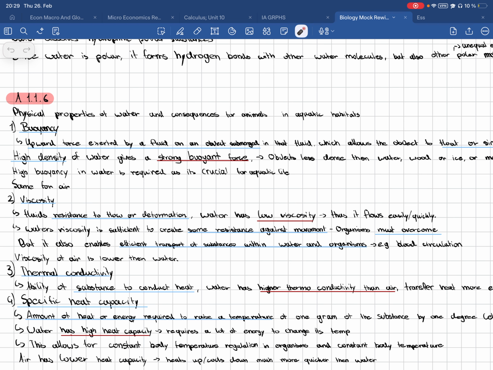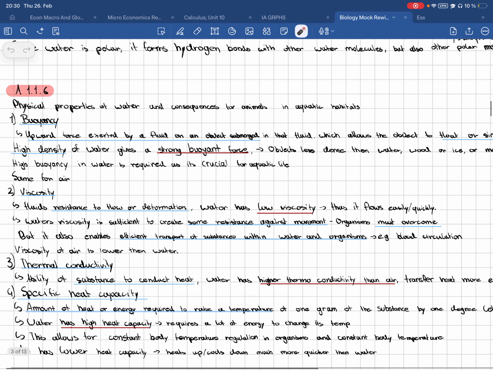So this is viscosity. Now, water's viscosity is sufficient to create some resistance against movement, which I just explained, and organisms in the aquatic environment must overcome this. However, it also enables efficient transport of substances within water and organisms, for example, blood circulation. Now, let's go back to the viscosity. Viscosity of air, for example, is way lower than in water. That's why you're running way faster on land because you have less of this resistance on you.